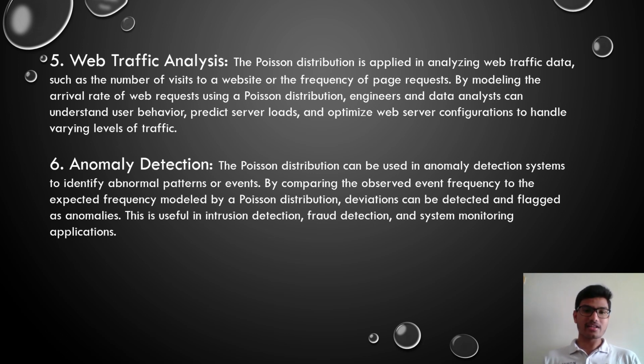Next is anomaly detection. It can be used in anomaly detection systems to identify abnormal patterns or events that occur in a computer system by comparing the observed event frequency to the expected frequency modeled by a Poisson distribution. Deviations can be detected and flagged as anomalies. This is used for intrusion detection, fraud detection, and system monitoring applications.